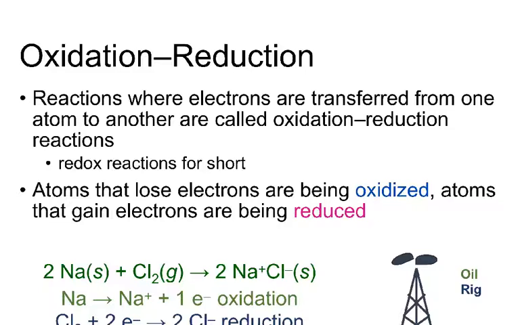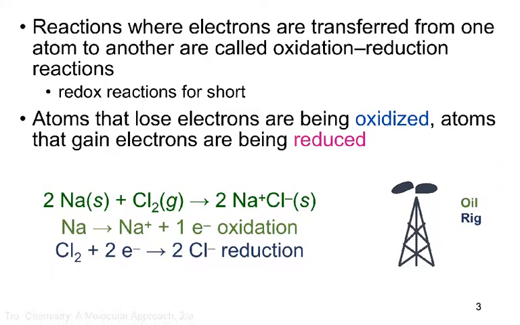Like I mentioned, oxidation-reduction reactions are where electrons are transferred from one atom to another. The short name for that is a redox reaction. The definition is that atoms that lose electrons are being oxidized, and atoms that gain electrons are being reduced. One way to remember it is through the acronym OIL RIG. Oxidation is loss, reduction is gain.